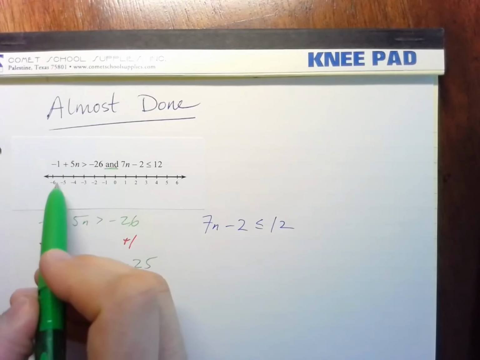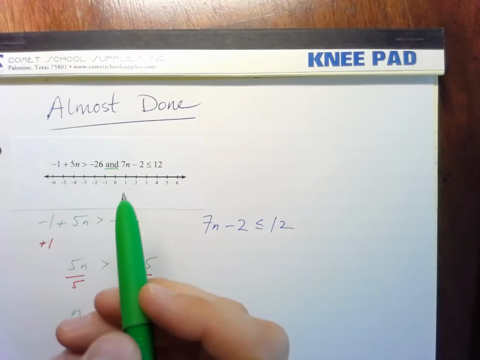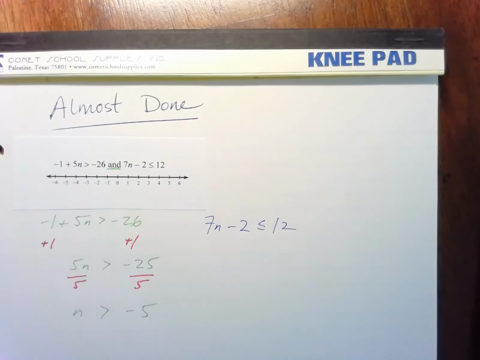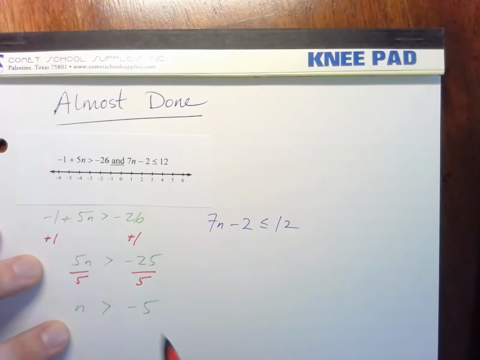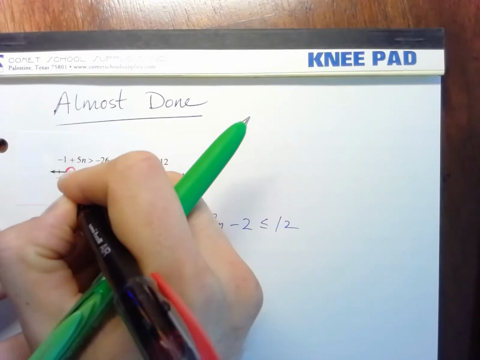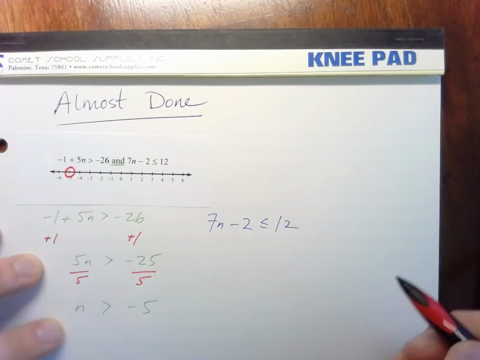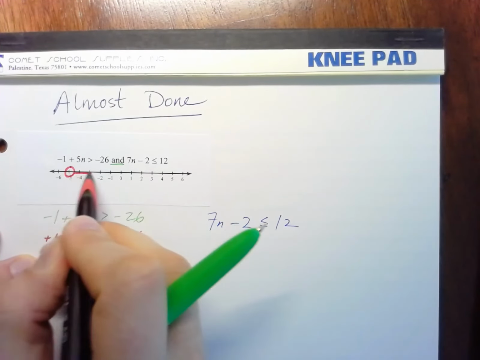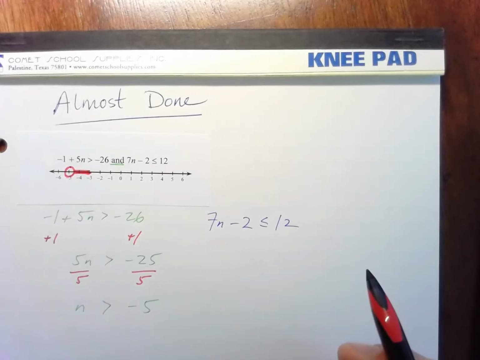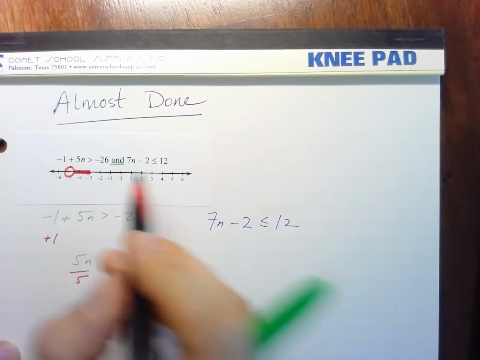Greater than negative 5 means we're going to be down here at negative 5, and we're going to go up this way. Okay? And just to show you a different way to do this, I'll go ahead and do this. So this is an open circle, and we kind of start shading this direction. I don't want to shade very far because I don't know where I'm going to stop up here.